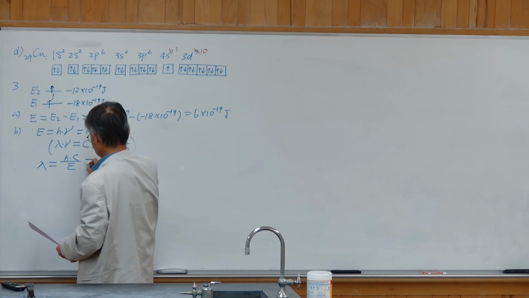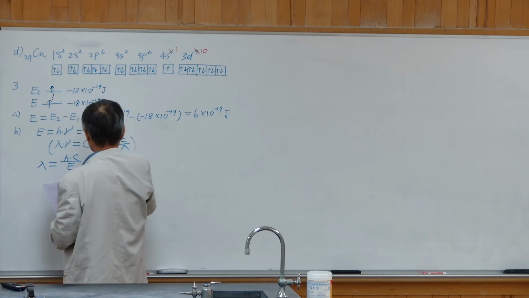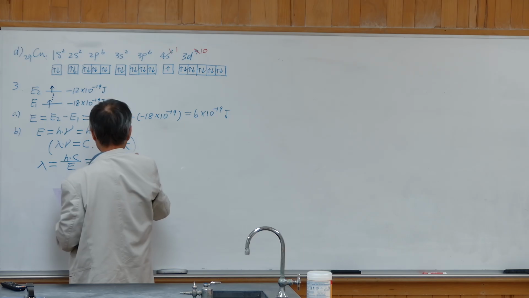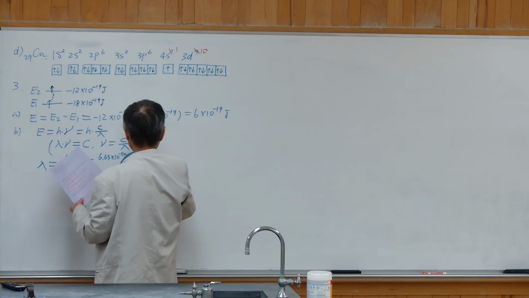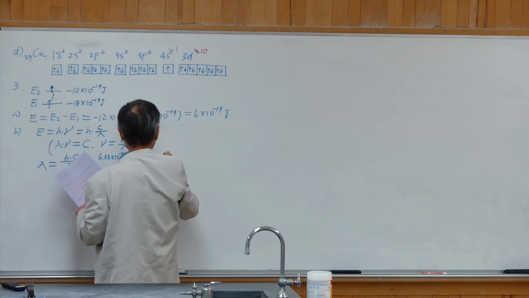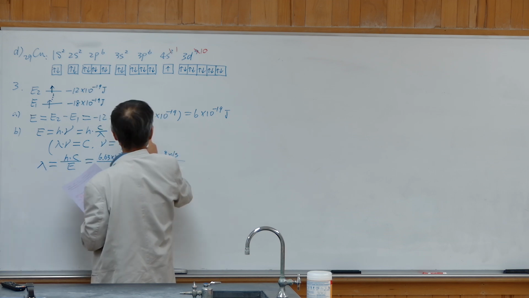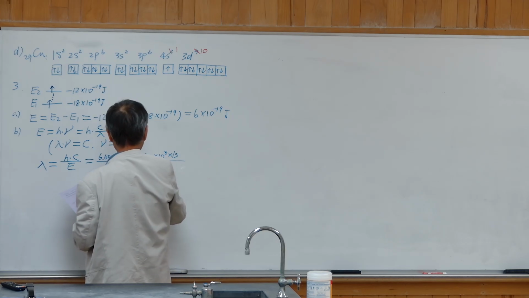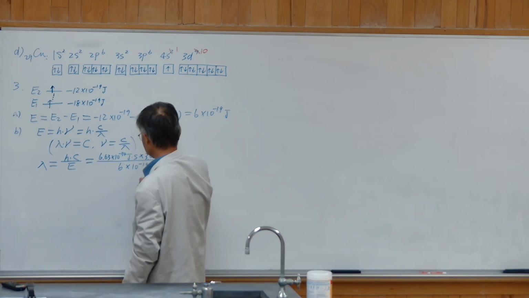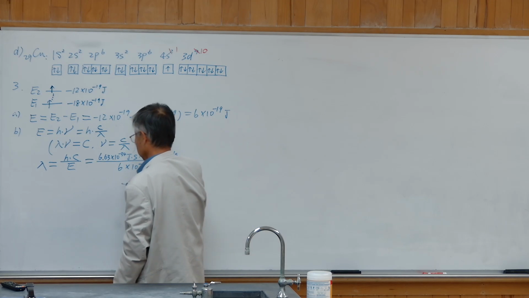So h is the Planck constant. I provided the value at the top of this sheet: 6.63 times 10 to the negative 34 joule second. c, the light speed, I also provided at the top of this sheet: 3 times 10 to the 8th power meter per second. E we just calculated: 6 times 10 to the negative 19 joule. Joule cancels joule, second cancels per second, and what's left over is meter.